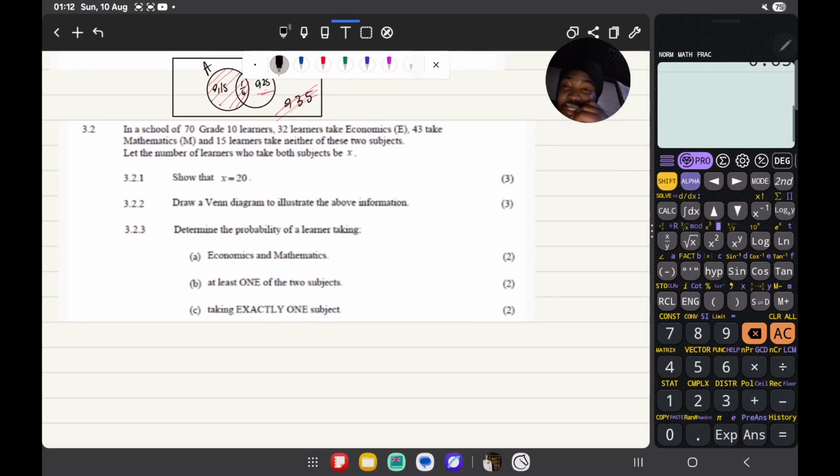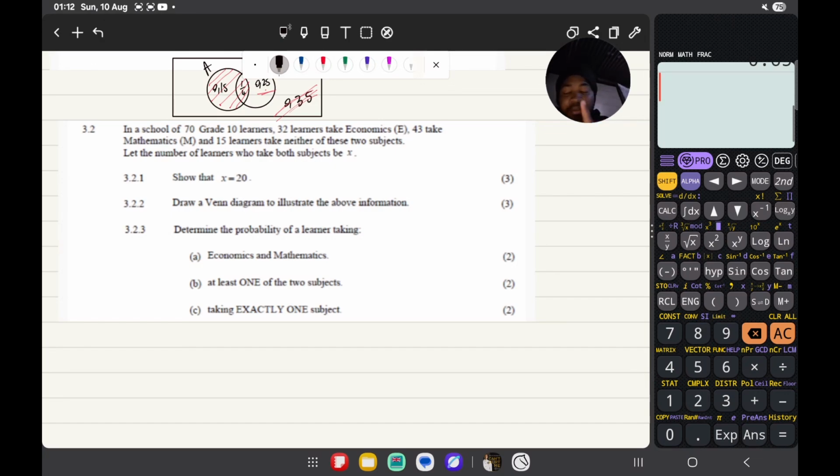So the second question, they say in a school of 70 grade 10 learners, 32 take economics and 43 take mathematics, 15 take neither, and let X be the number of learners taking both. Do you understand? So they say show that X is equal to 20.